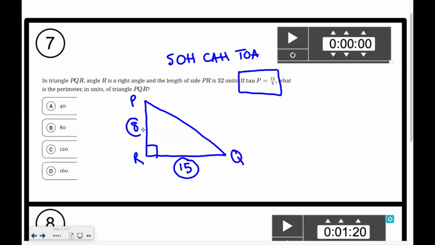I'm going to explain why. If the tangent is 15 over 8, it doesn't necessarily mean that the opposite is 15 and the adjacent's 8. It just means that's the ratio. So it could be other values that have been reduced. And sure enough, that's what happens here.